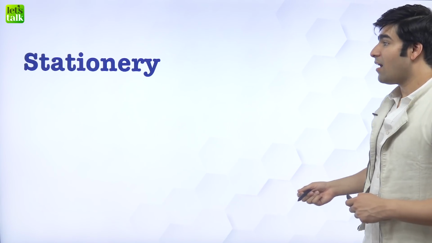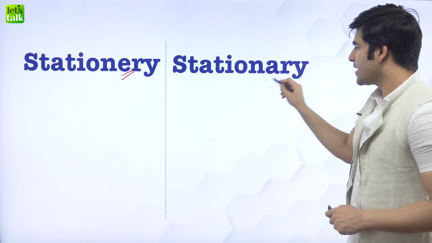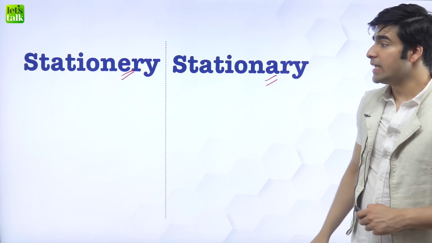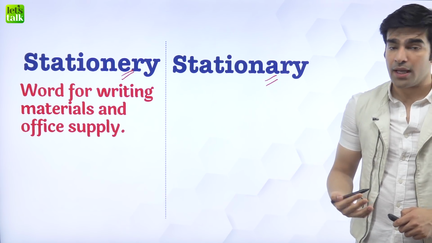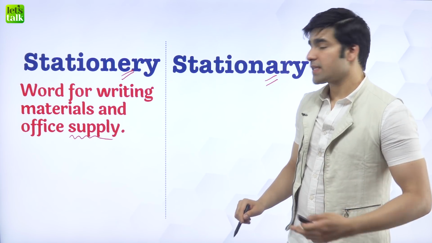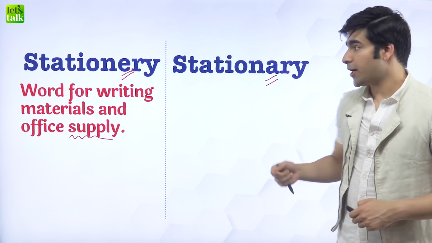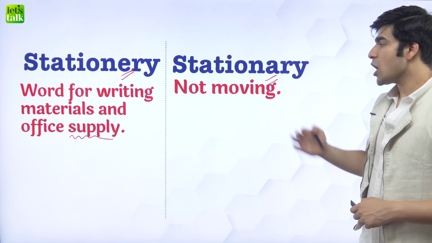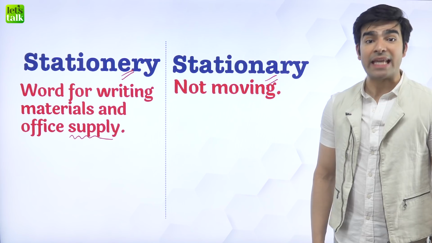The next one in the list of confused words are stationery and, same pronunciation, stationary. The only difference here is of E and A. Stationery with E means writing materials and office supplies. This word is used for the supplies, the things that we use in office and paperwork, such as a stapler, etc. Stationary, on the other hand, is not moving. So imagine if I stand like this, I am stationary with an A.